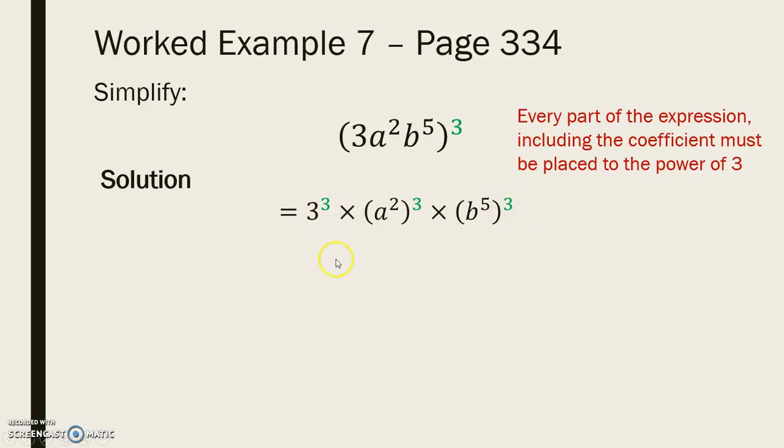So 3 cubed we know is 27, 3 times 3 times 3. This one here, because it's the 4th law, power to a power, we multiply those, 2 times 3, and similarly with the b, 5 times 3. So 27 comes down from there, a squared to the power of 3, 2 times 3, b to the power of 5 to the power of 3, 5 times 3. So our final answer is 27, a to the power of 6, b to the power of 15.